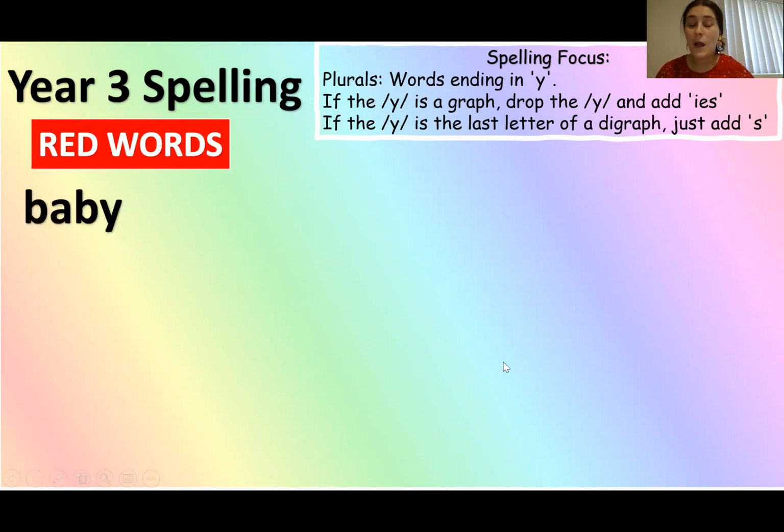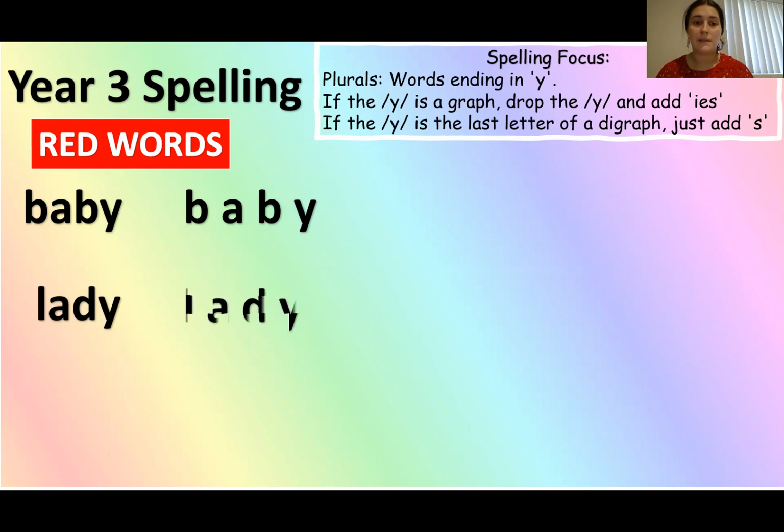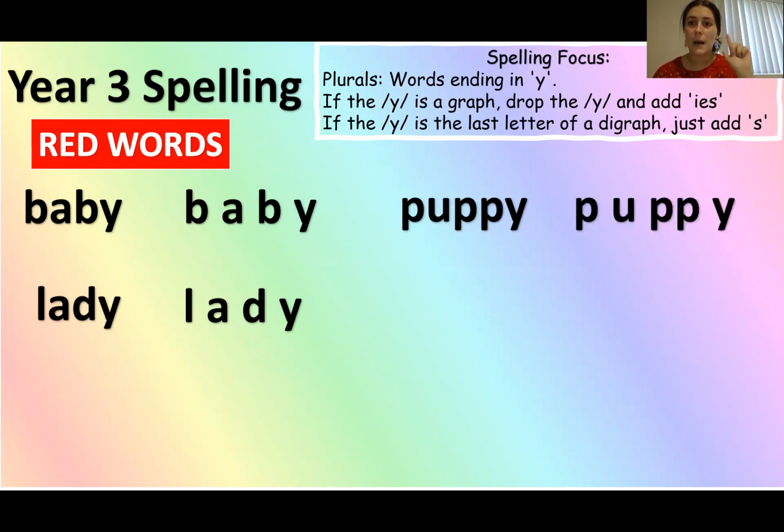So our red words. Baby. The baby was crying. The sounds in baby are B, A, B, E, 4 sounds. The syllables are ba-by, 2 syllables. Our next word is lady. The lady was waiting for the bus. L, A, D, E, lady, 2 syllables. Puppy. The puppy was very cute. P, U, P, E, puppy, 2 syllables.